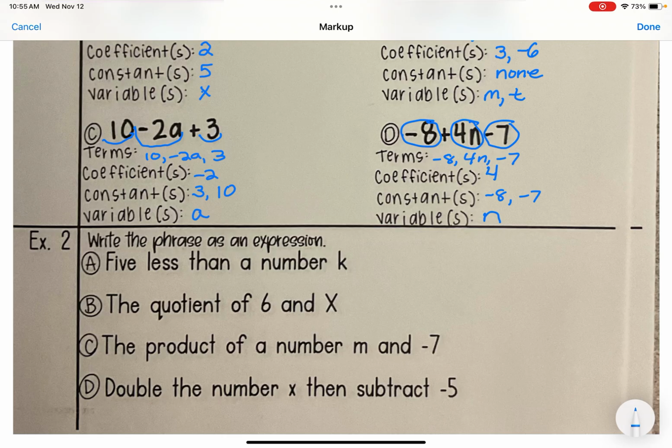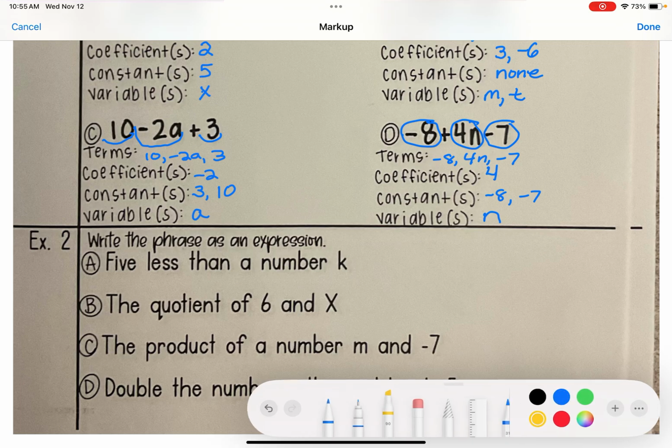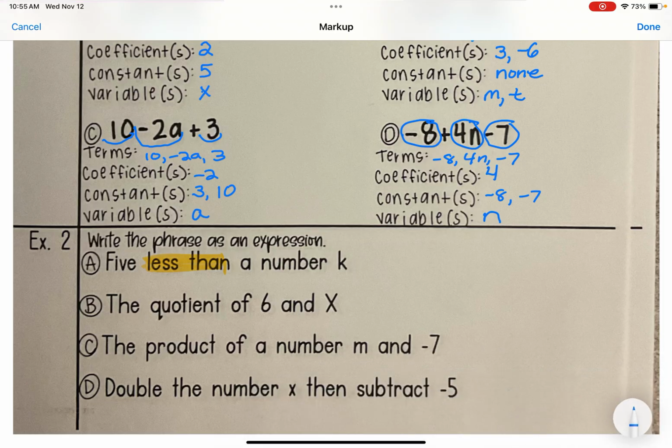So let's take a look at example 2. Example 2 is going to give us little word problems, word stories, okay? And we have to write the algebraic expression that represents that story. So we're going to write the phrase that's given to us as an expression. So it's not really a story, it's a phrase. So let's look at the first one, A. 5 less than a number K. Let's highlight that. Okay, 5 less than a number K.